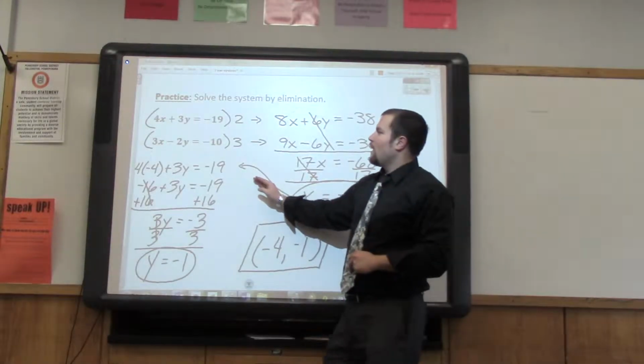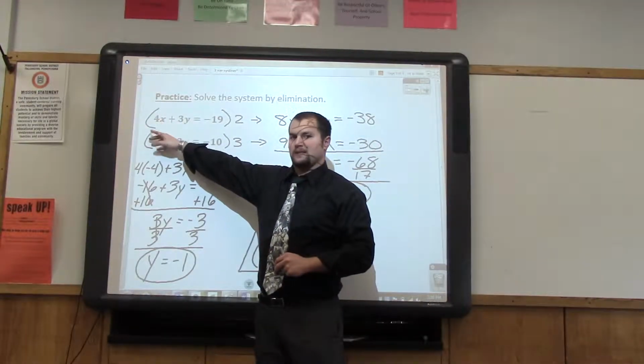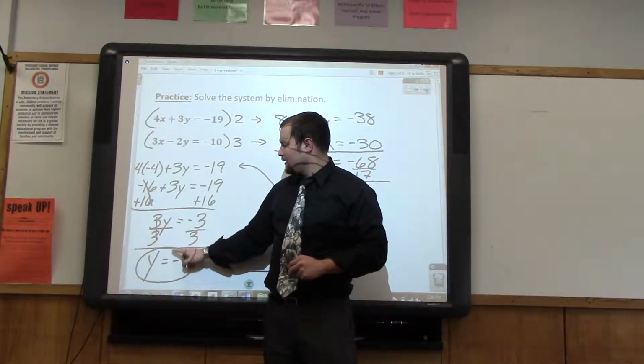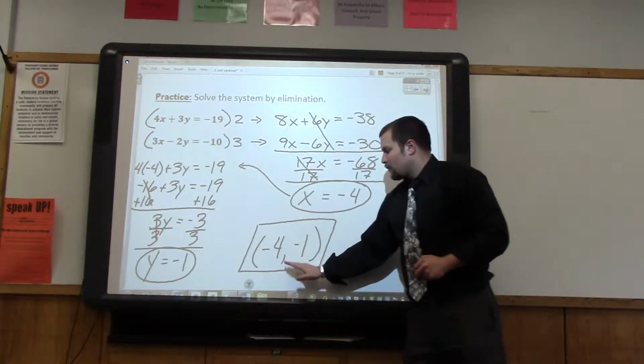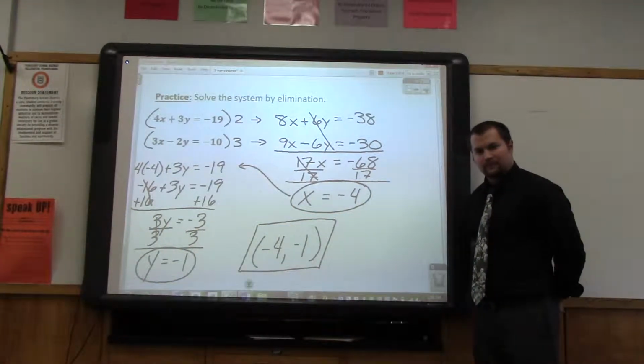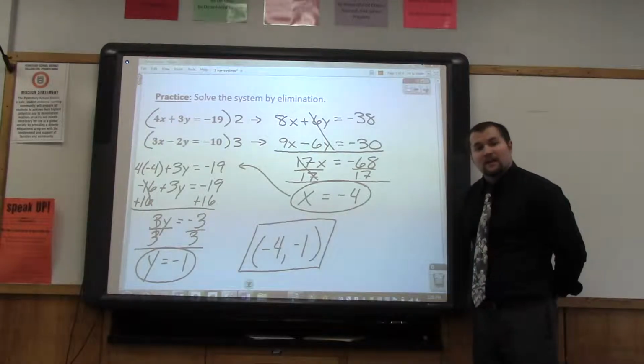We then bring this value up. I chose to put -4 back into my top equation in order to solve for y. Y ends up being equal to -1. So because of that, (-4, -1) is my final solution. Now this is about as far as we have to go in Algebra 1.